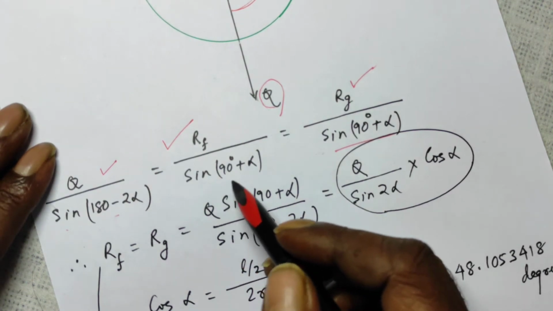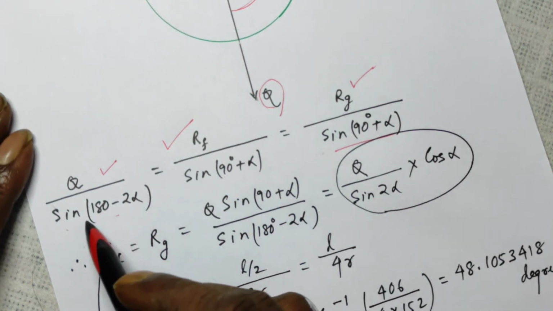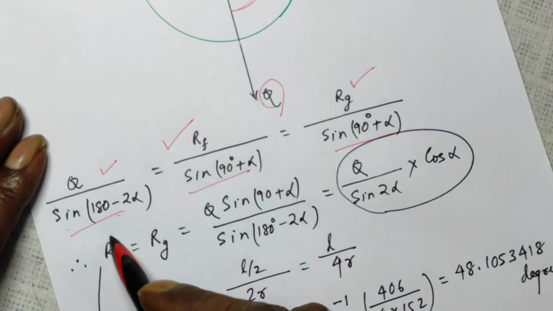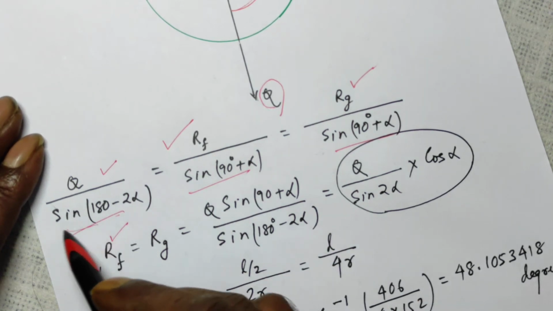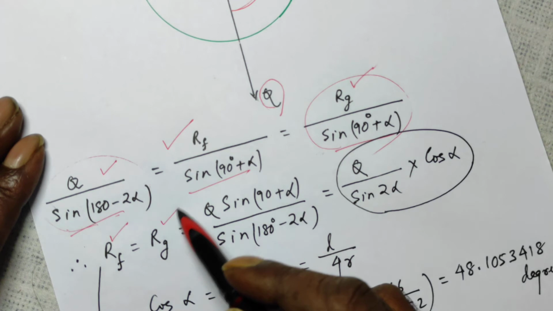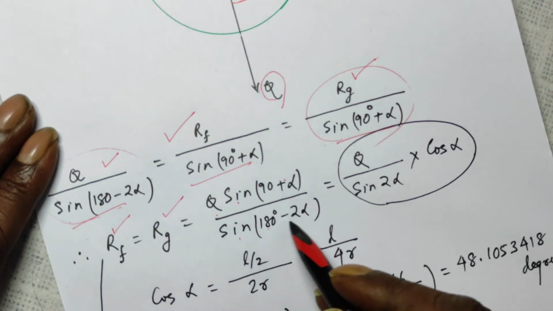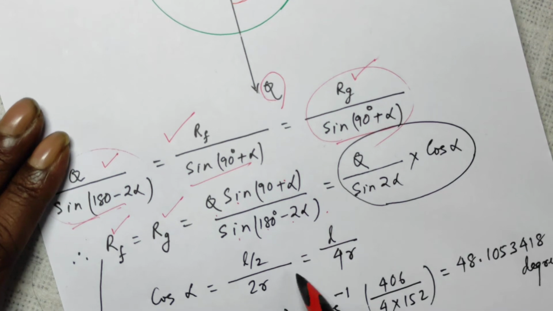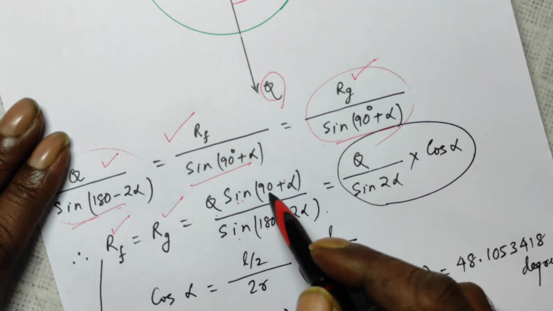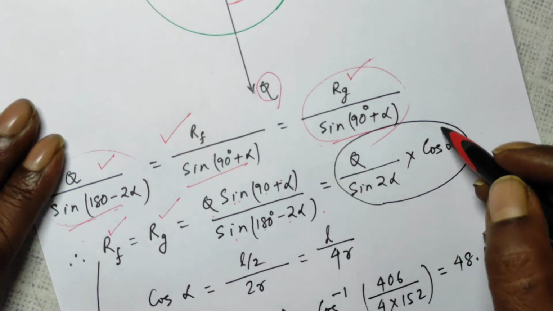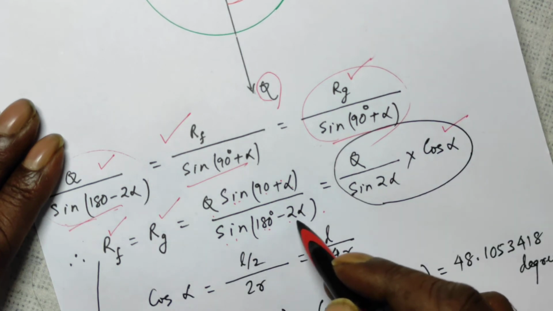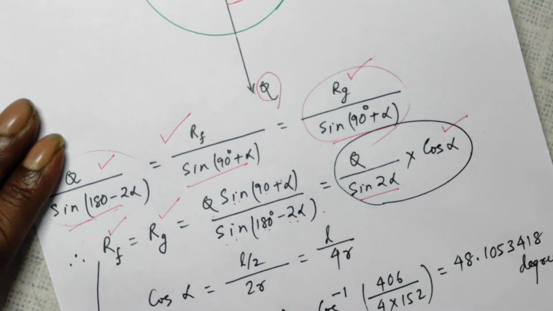Now, if you cross multiply these two, you get RF. If you cross multiply this with this, you get RG, and both are equal to Q sine 90 plus alpha over sine 180 minus 2 alpha. Sine 90 plus alpha is equal to cos alpha. Sine 180 minus 2 alpha is sine 2 alpha.